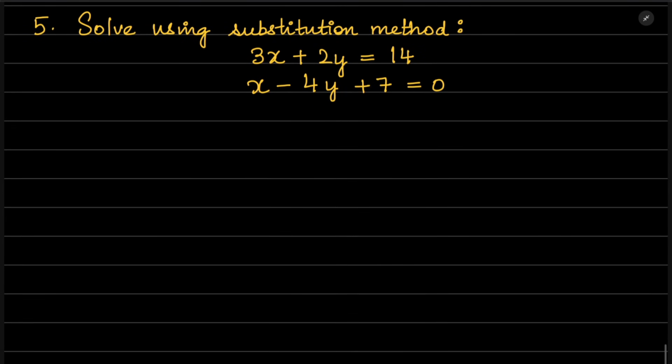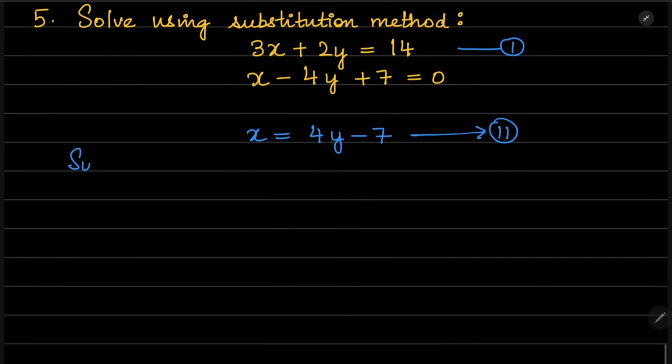Fifth question of today. Solve using substitution method. Again, very, very easy. Substitution method means you have to first take any one of the equations which is easier and express x in terms of y. So here let this be your first equation. The second equation looks easy, so I can write x is nothing but minus 4y will go to the right hand side, so it will become plus 4y minus 7. Let this be equation 2.